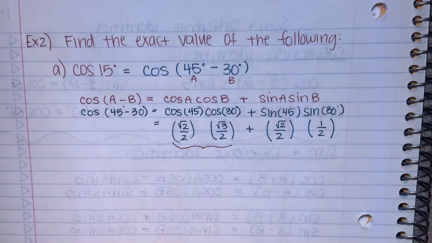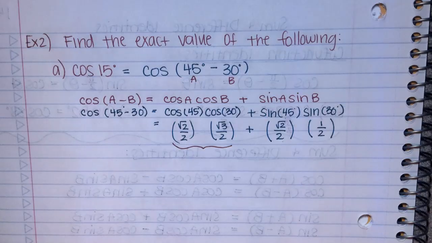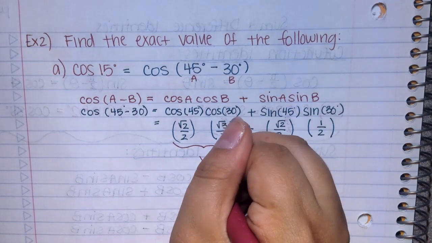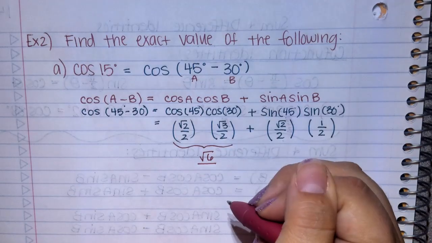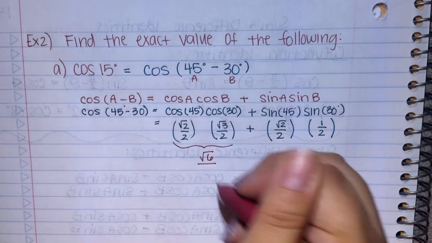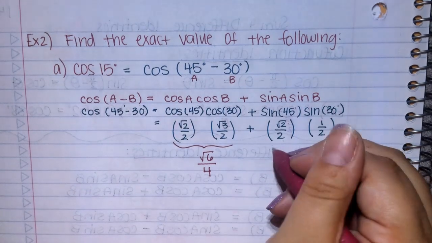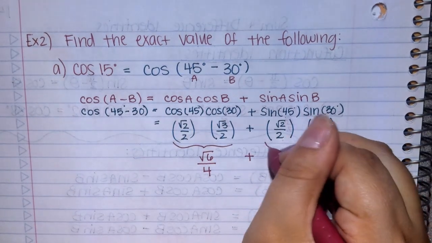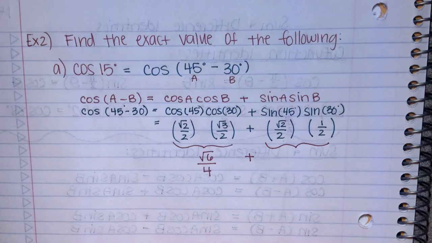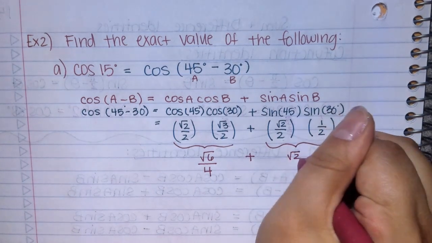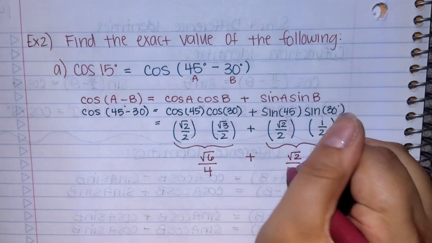PEMDAS. Multiply. What is the square root of 2 over 2 times the square root of 3 over 2? Square root of 6 over 4. Multiplying, you multiply the top, multiply the bottom. Plus, what is the square root of 2 over 2 times 1/2? Root 2 over 4.